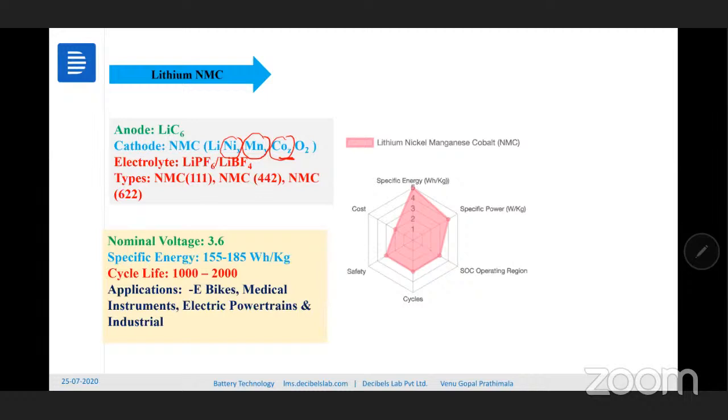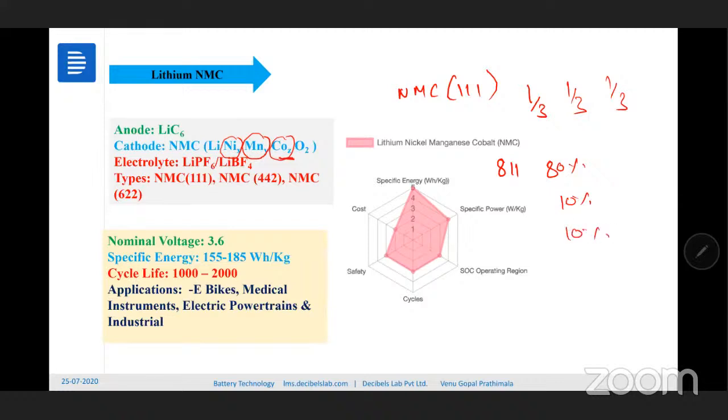And there are different types of cells in this NMC-based family. Here we have NMC 111, NMC 442, NMC 622, and also NMC 811. What exactly do these numbers represent? Let's take the example of NMC 111. It means one third nickel, one third manganese, and one third cobalt out of the total. Or if you say NMC 811, it is 80% nickel, 10% manganese, and 10% cobalt.